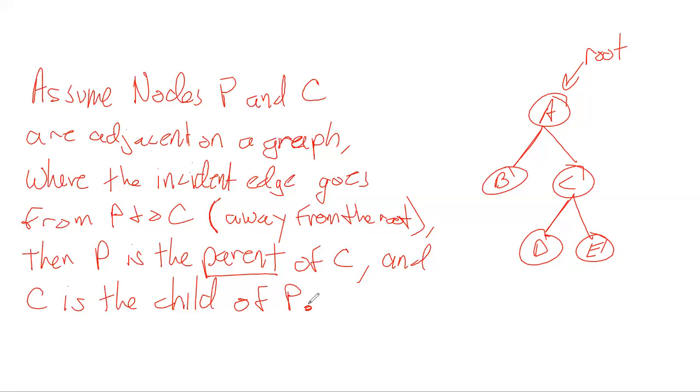In our particular example here, we would say that B is the child of A. A is the parent of B. And C is the child of A. And D is the child of C. E is the child of C. And C is the parent of D and E. Note that our root has no parent.